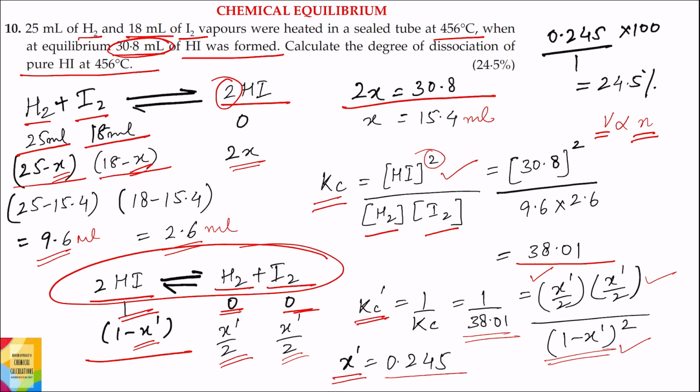0.245. Now percentage dissociation will be out of 1 mole 0.245 moles is dissociated. Therefore out of 100, 24.5 moles will be dissociated, or the percentage dissociation will be 24.5%.